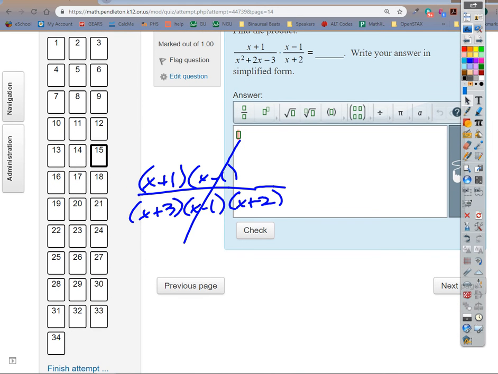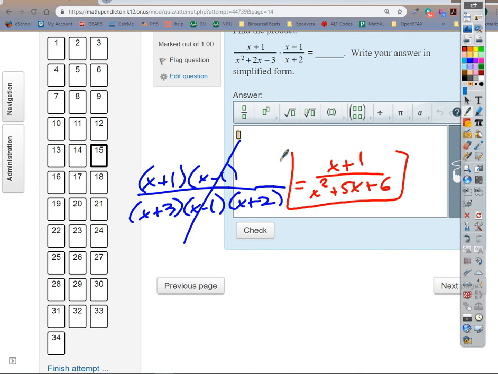In this case it wants it in simplified form, so that means it wants it expanded. So we've got to multiply it out, right? So on the top we just get x plus 1. Here we'd multiply that out and we'd get x squared plus 5x plus 6 on the bottom, right? So that's our answer.